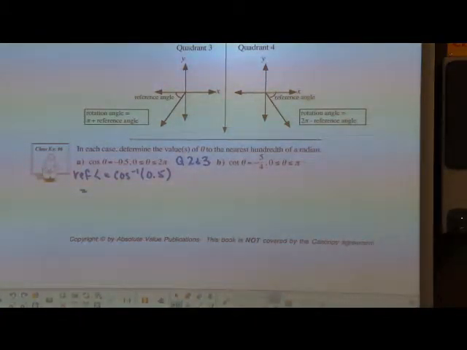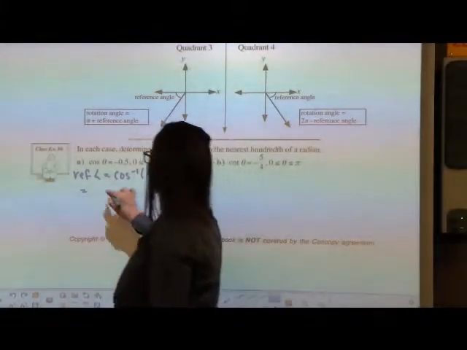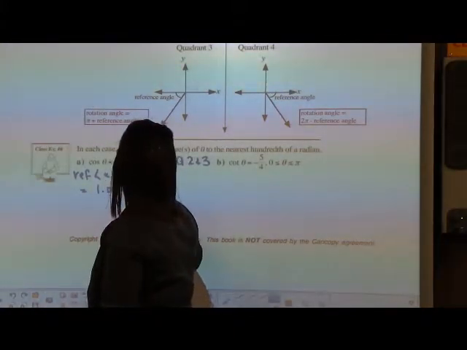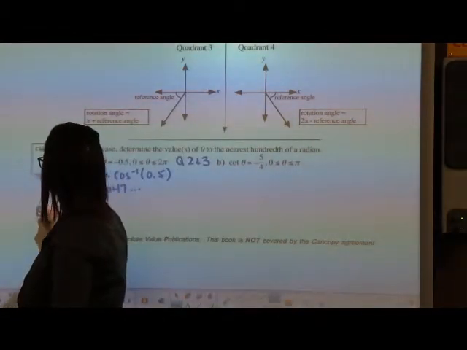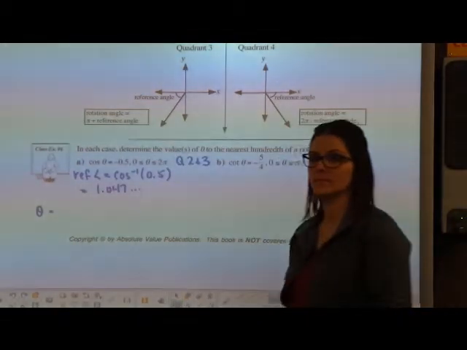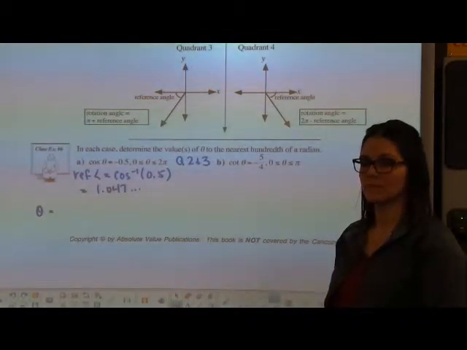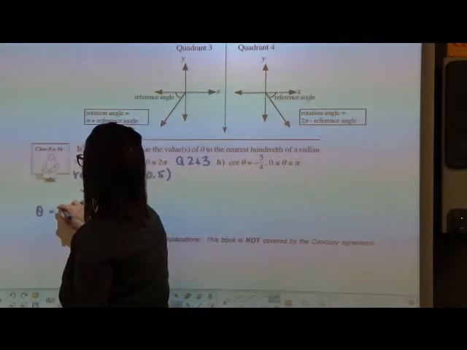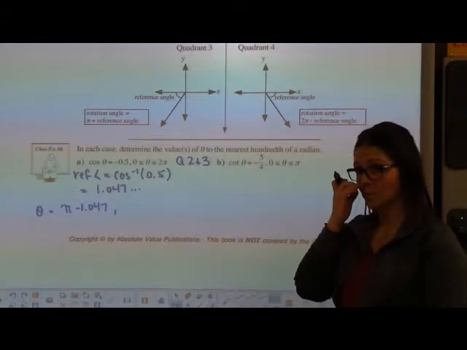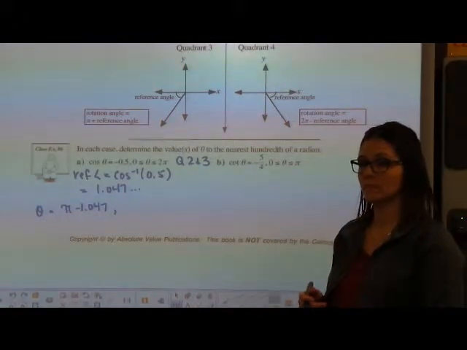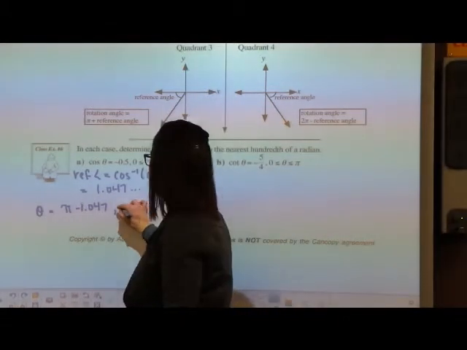So what do I get for my reference angle? Let's give it to me in 3 decimal places. 1.047. Okay. So in quadrant 2, how would I figure out what theta is? Pi minus this value. And in quadrant 3, what would I do? Pi plus that value.